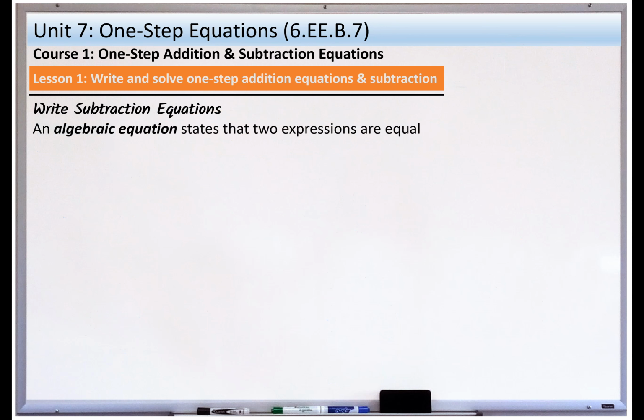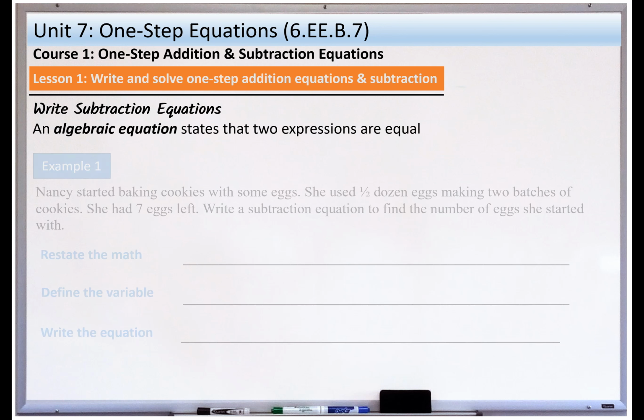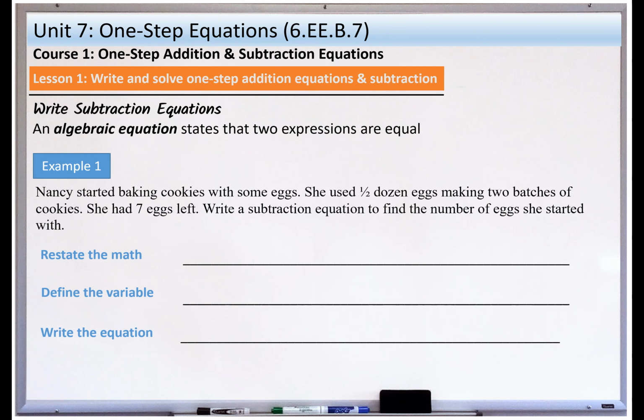All right, so let's write some subtraction equations. Nan started baking cookies with some eggs. She used 1/2 dozen eggs, making 2 batches of cookies. She had 7 eggs left. Write a subtraction equation to find the number of eggs she started with.